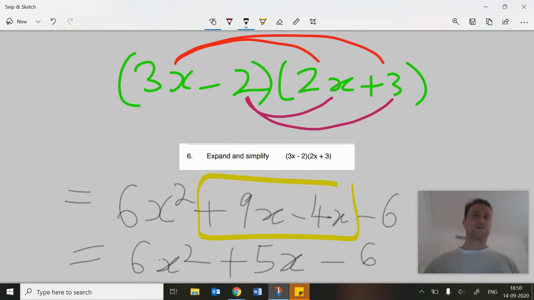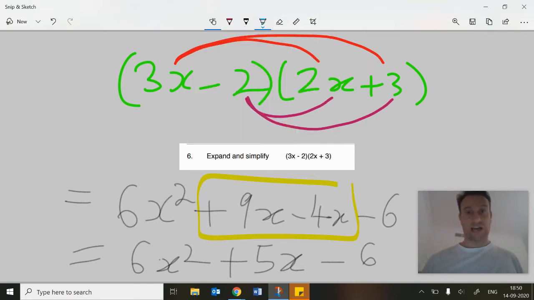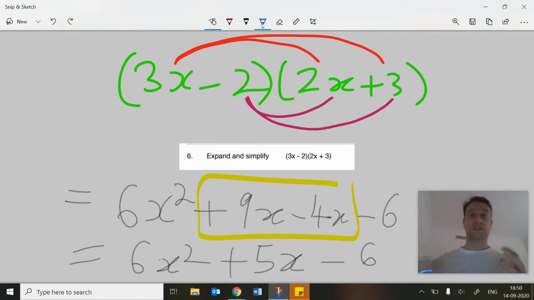Now, in this question, you will notice that if you added together the 2 numbers at the end, it doesn't give you the number in the middle. That worked when we had no number in front of x, or in other words, 1 in front of x in the previous questions, but it doesn't work here. So in this case, you need to rely on the FOIL method.